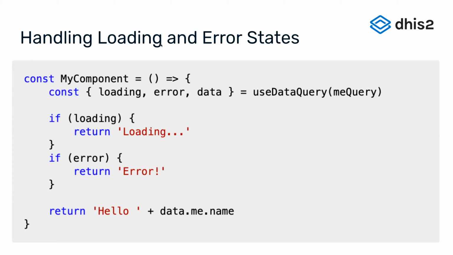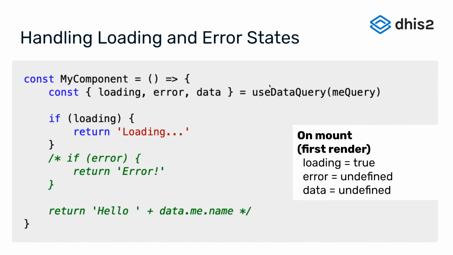So the first render, or on mount of this component, what actually happens? The first time through, we send off our query across the network, which means we're making an HTTP request to the DHIS2 instance. And the result is that we've started that query, that request, but we haven't gotten a response yet. So we don't know if it's an error. We don't know if it's successful. We don't know what the result is.